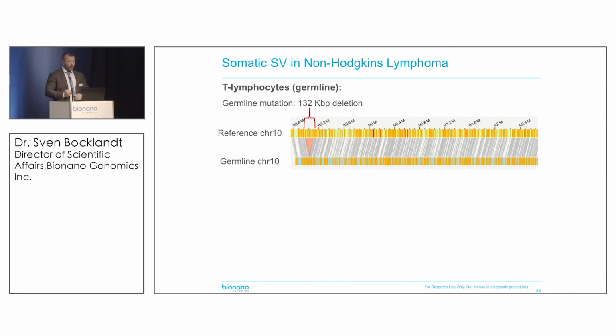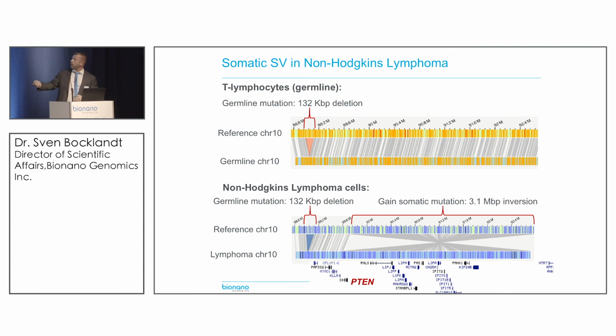Here's one inversion, a 3 megabase inversion that was picked up in a non-Hodgkin's lymphoma, where the unaffected T cells were used as a germline control. Importantly, this inversion cuts right through PTEN, which is a known tumor suppressor gene for which there are about a dozen or so trials going on for compounds that rescue PTEN mutants. So this is a structural variant that was missed by whole genome sequencing, that was missed by cytogenetics, and that could really affect the outcome and the treatment of this patient.